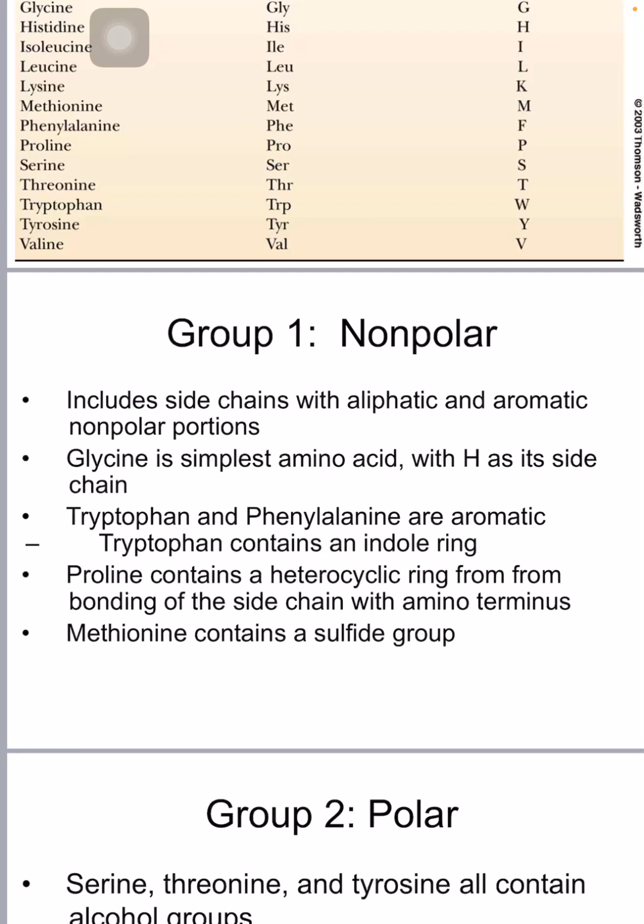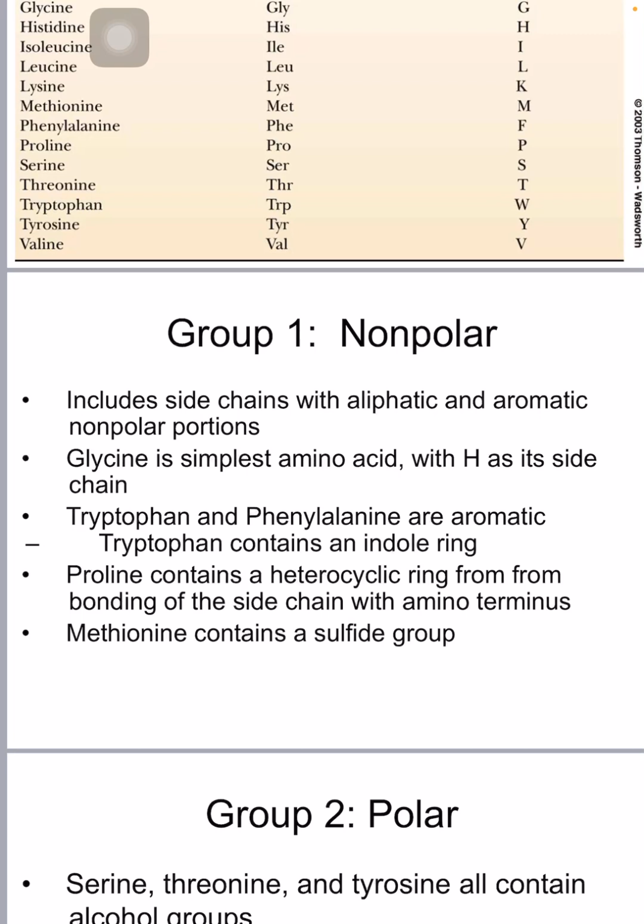Aromatics are going to have either a benzene ring or some other aromatic ring. Aliphatic chains, when it says aliphatic, it just simply means not aromatic. All right. Glycine is going to be the simplest one because it's got the smallest side chain. It's got an H.